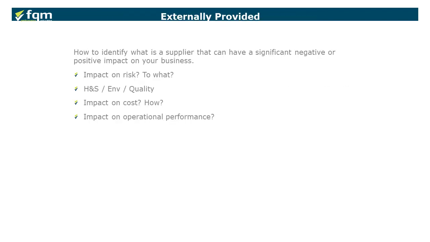How to identify what a supplier has and the significant negative or positive impact in your business. So what is the impact on risk of these companies? To what degree? Is it health and safety, environmental, quality, business? What's the impact on cost? If things go wrong, could it have an impact on cost? And how will that happen? Could the impact result in poor quality? Could it result in late deliveries? Could it result in penalties in your contract?